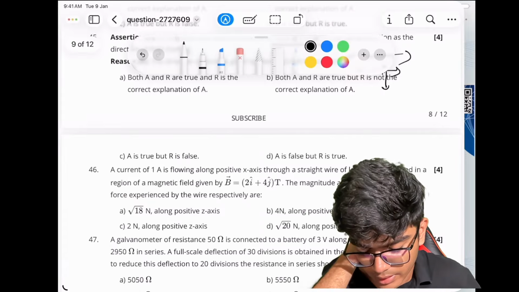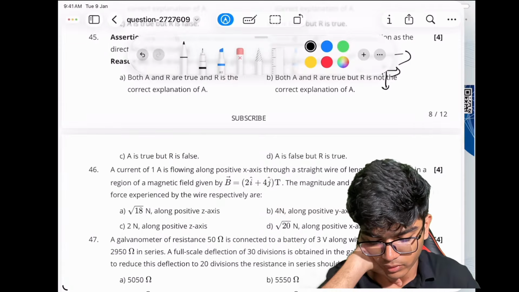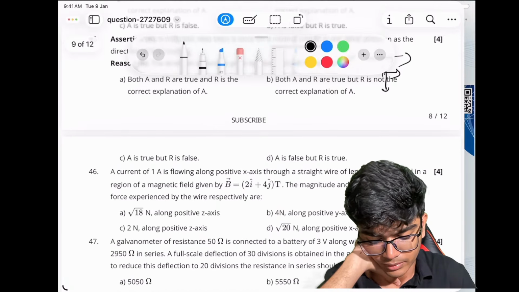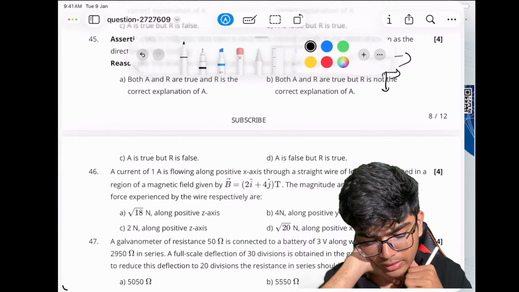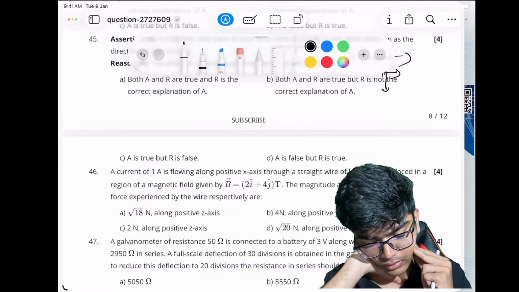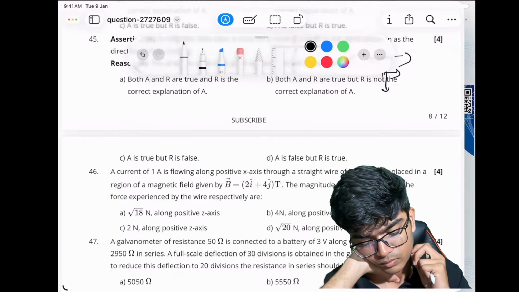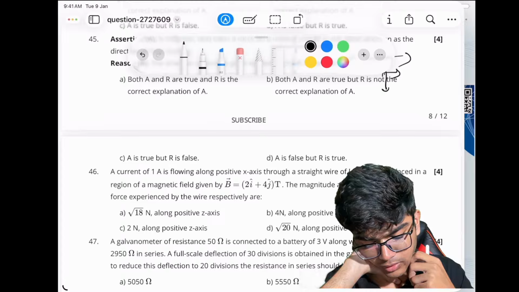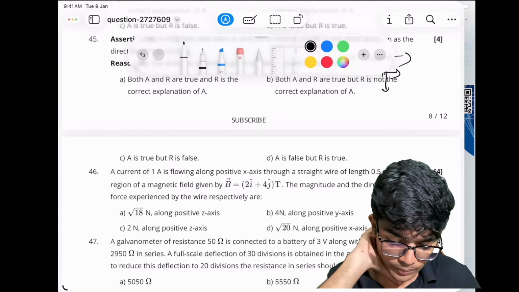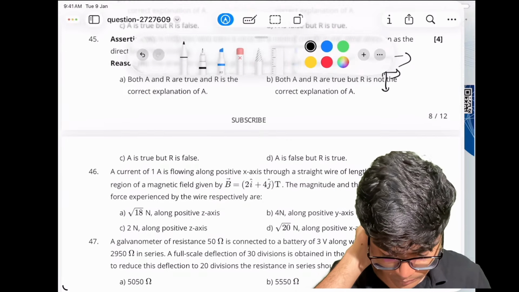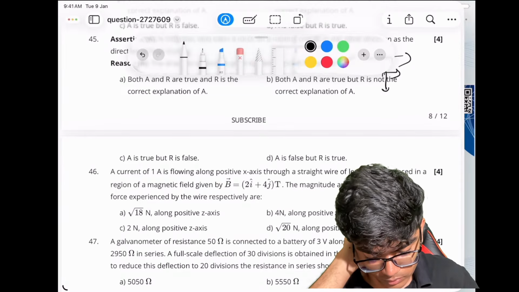We are here. Current I is flowing through this straight wire, magnetic field, magnitude and direction of force. BIL. Both will be perpendicular, so it will be around positive x-axis, positive y-axis, positive z-axis. Okay, and then it is also 2 plus 4 square plus 16, root 20 Newton.